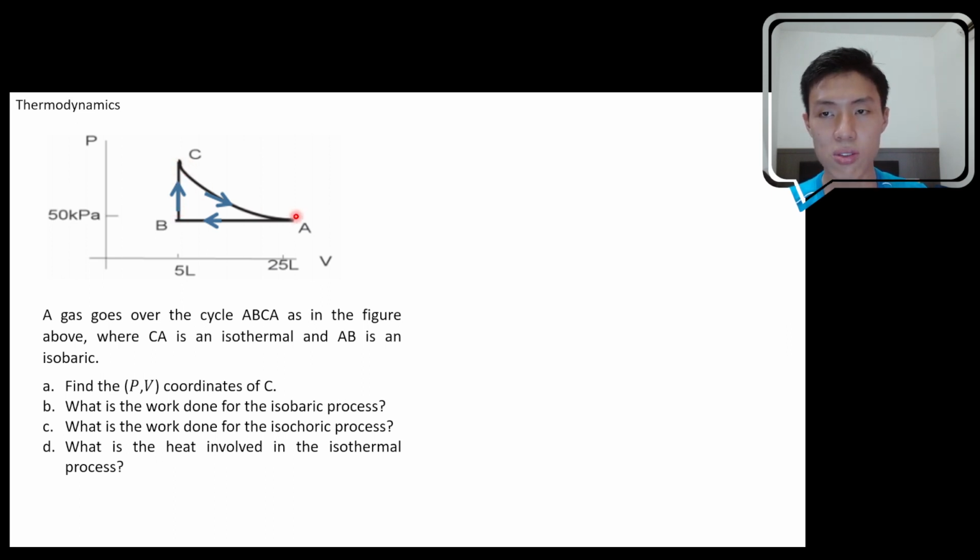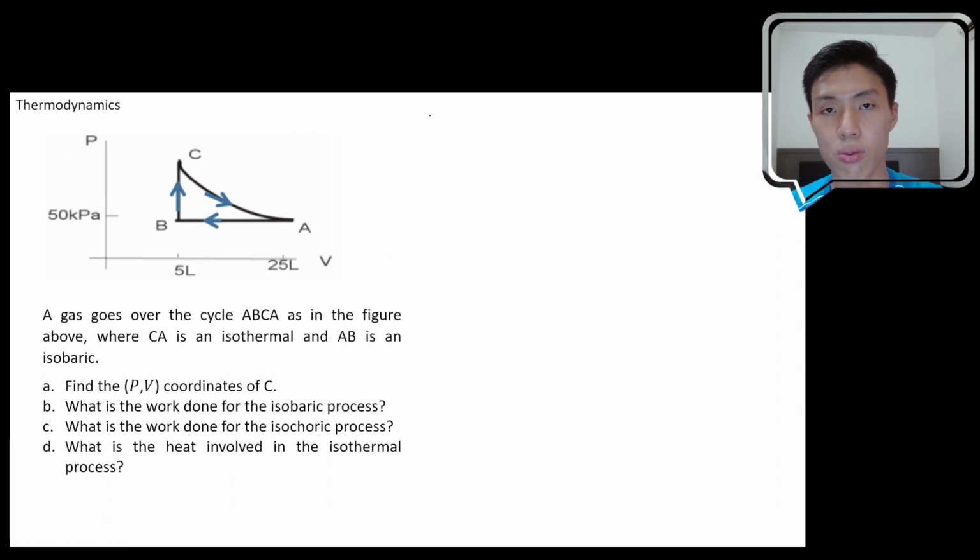Then from C to A, you can see that it's going down on the curved line. And because they tell us that it's an isothermal process, it is happening on an isotherm. So the temperature is being kept constant. But at the same time, you see that the volume is increasing from 5 to 25. So this is an isothermal expansion. So let's write down, construct our table like what we did as usual.